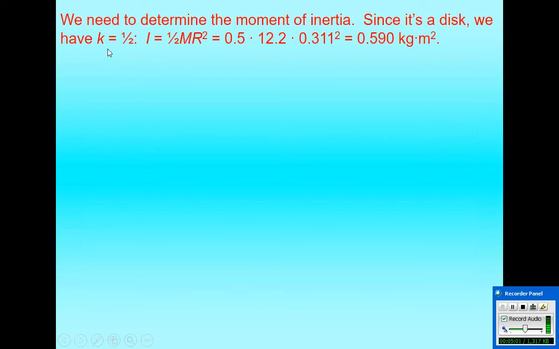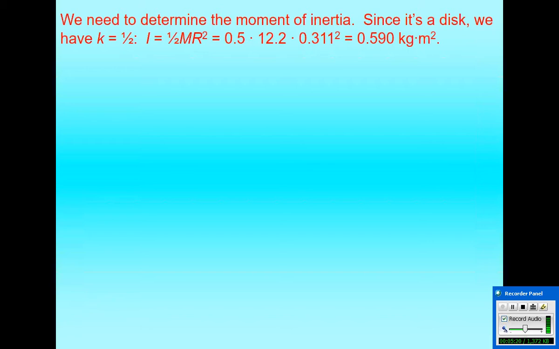Since it is a solid disk, K is equal to 1/2. Our expression for the moment of inertia is capital I equals 1/2 mr squared. And we plug in the numbers that we have, and the moment of inertia is 0.590 kilograms times meters squared.